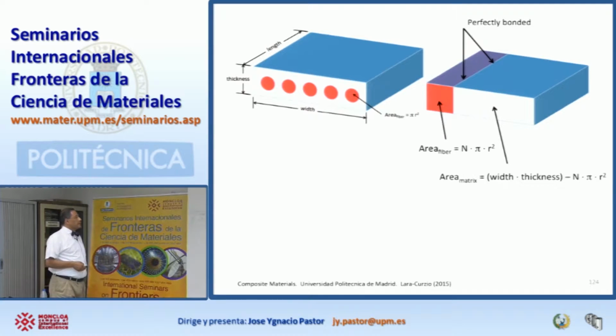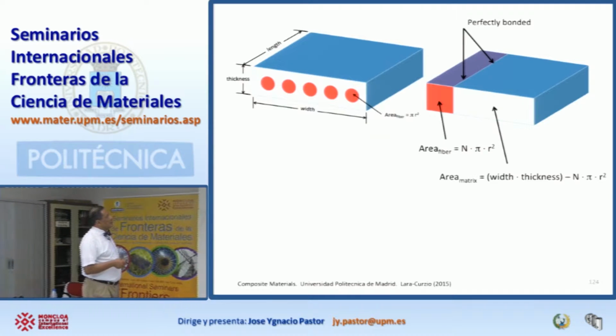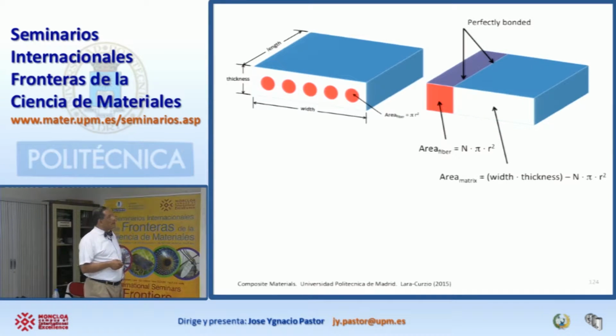So that's what we have. And to simplify the math, we're going to convert this object into this object, okay? The area of this red parallelepiped is going to be n, which is the number of fibers, times πr squared. And then the area of the matrix is going to be the width times the thickness minus the area of the fibers. And we're going to assume that these two objects are perfectly bonded. So this is a mathematical representation of this. For the purpose of what we want to do, these two objects are equivalent.